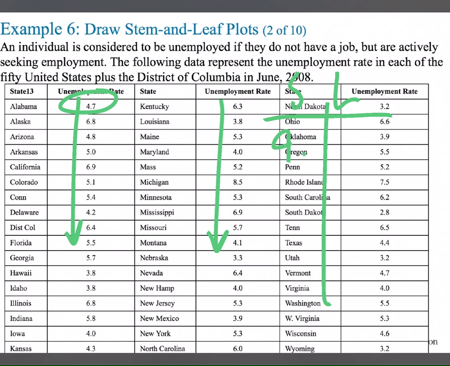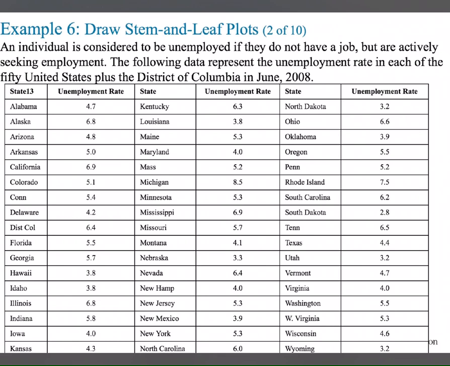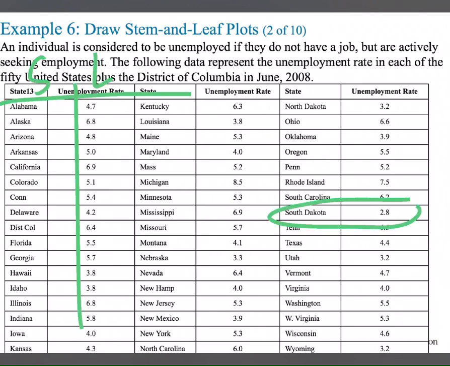It would be 4.7. So that whole number goes in the stem, and then that tenths place goes as the leaf. So that reads 4.7. I'm going to do that again. The goal is to find your smallest value, which is 2.8. I already had that written down, but now I can't find it. Oh, here it is, South Dakota. So we start with the smallest value. Stem, leaf, I have 2.8. All right, great. But then you keep going.